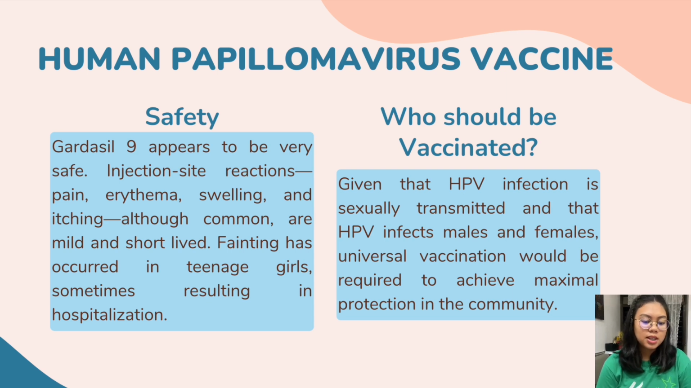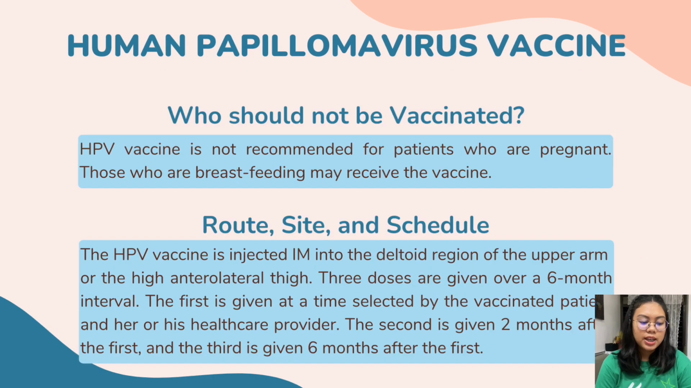Given that it is sexually transmitted and that HPV infects males and females, universal vaccination would be required to achieve maximal protection in the community. For its route, site, and schedule, the HPV vaccine is injected intramuscularly into the deltoid region of the upper arm or the anterolateral thigh. 3 doses are given over a 6-month interval.